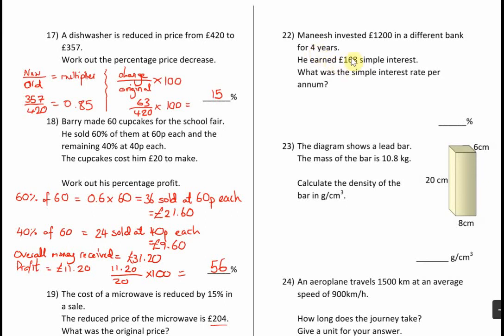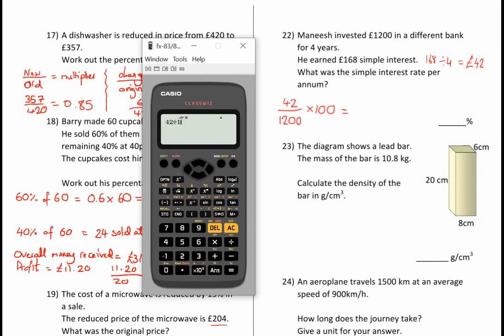Now, if he earned that in 4 years, let's find out what he earned in 1 year. So if we do 168 divided by 4, that would give £42 a year. So if you're getting £42 on top of your £1,200, what interest rate is that? What percentage is that? So we're going to do 42 out of 1,200 times by 100 to find the interest rate. So that's 3.5.